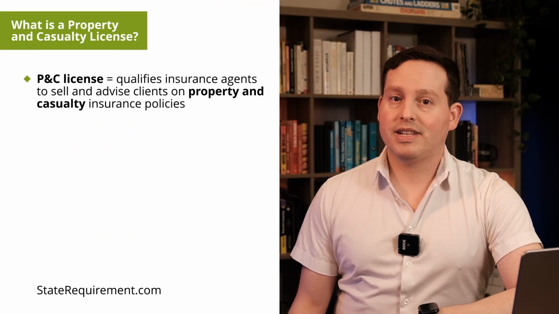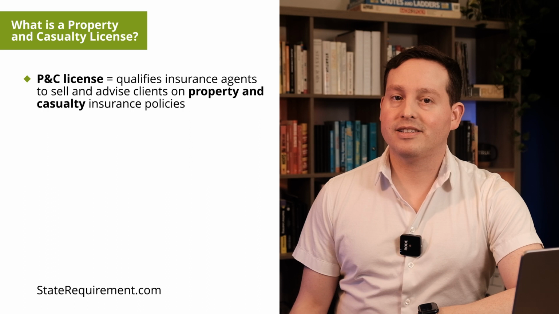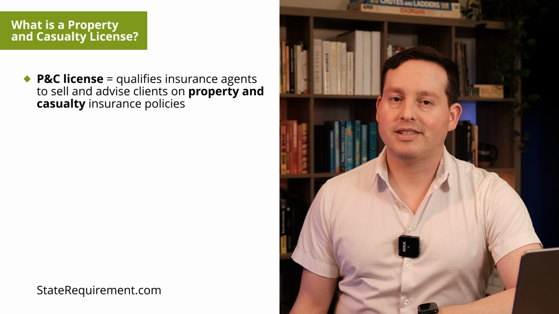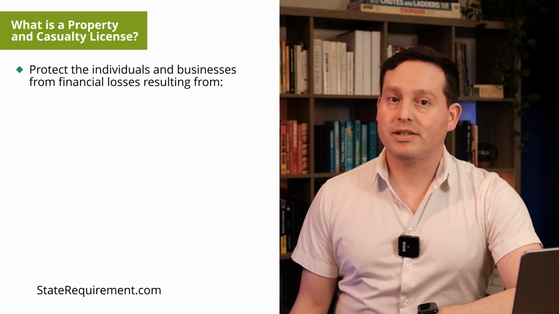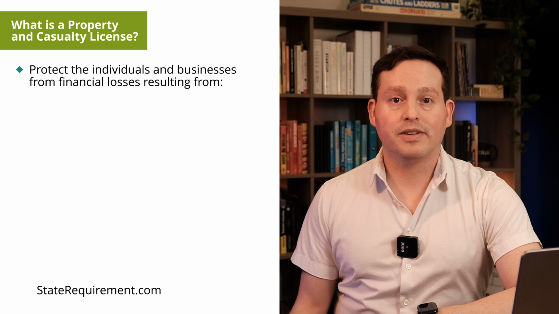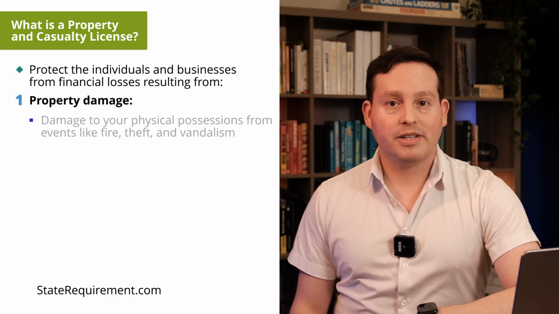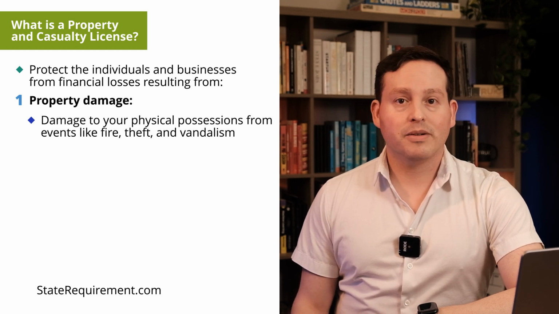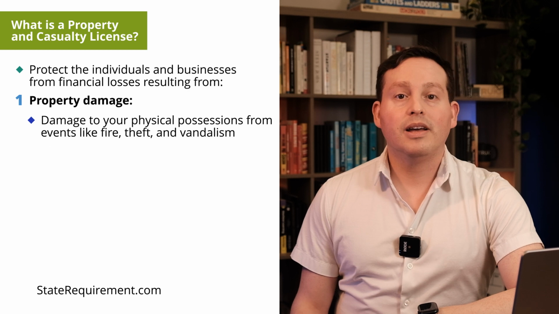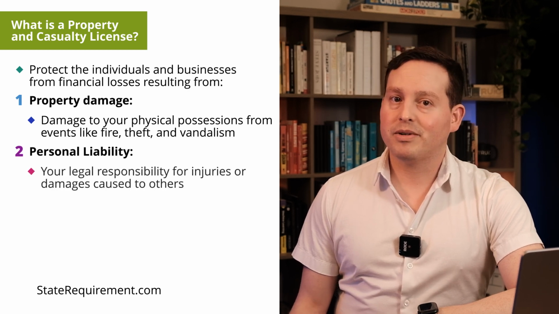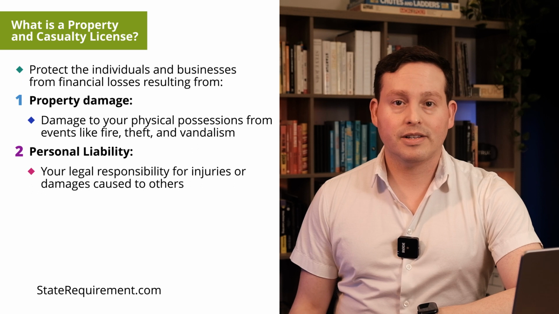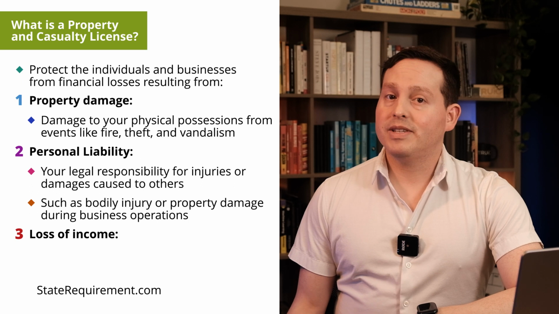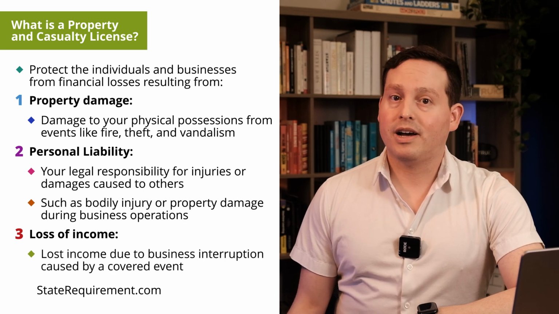A property and casualty license, which is often referred to as a P&C license, qualifies insurance agents to sell and advise clients in property and casualty insurance policies. These policies protect individuals and businesses from financial losses resulting from a variety of different events, including property damage. This covers damage to your physical possessions, such as your home, car, or business property, from events like fire, theft, and vandalism. Personal liability. This covers your legal responsibility for injuries or damages caused to others, such as bodily injury or property damage during business operations. Loss of income. This covers lost income due to business interruption caused by a covered event.